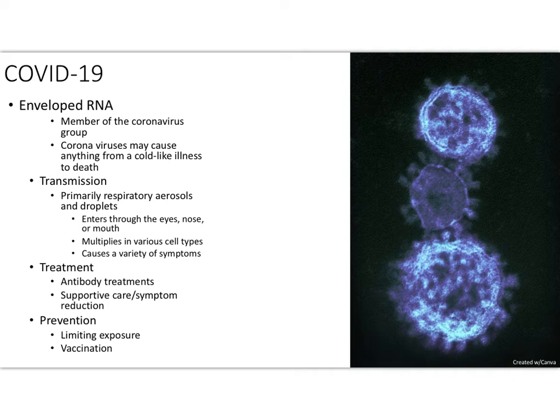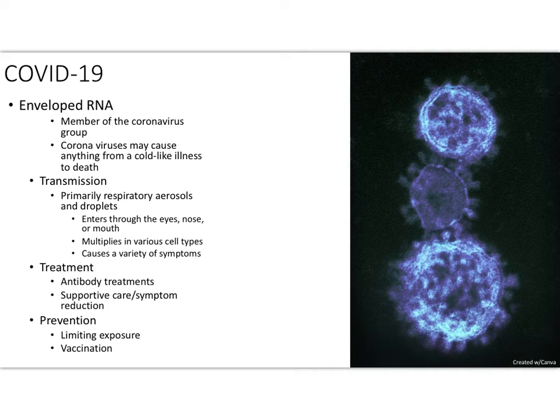In terms of transmission, it is transmitted primarily through respiratory aerosols and droplets. Most of the time what ends up happening is someone coughs or sneezes. That is sprayed through the air. The virus ends up getting into the eyes, nose, or mouth of a recipient. That virus will then start to multiply in various cell types in the human body and cause a variety of symptoms. Again, as we have all seen over the last couple of years, that can be anything from a relatively minor cold to something more severe to ultimately death.